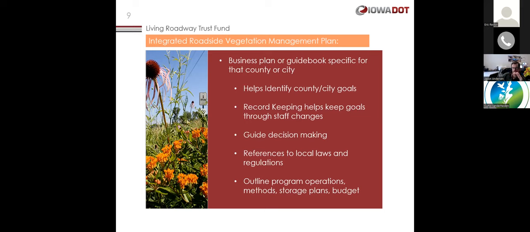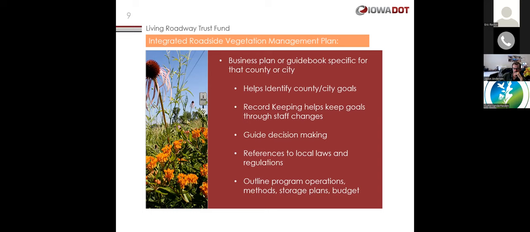Record keeping: the plan documents why it was first adopted, and if the plan is kept current, it will show how your county's IRVM program focus may have changed over time. It's to guide decision-making. The plan will establish a management hierarchy, including defining the Board of Supervisors' role in overseeing the program. It will clearly state who makes the decisions of what gets done and when those things get done.